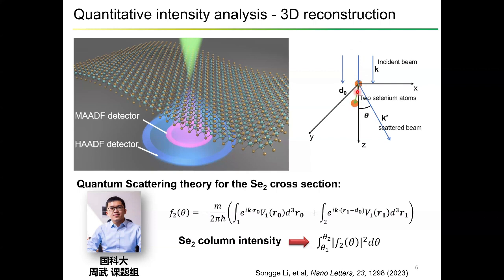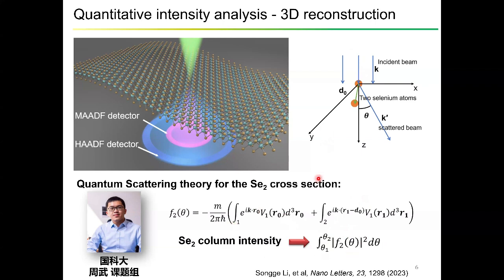And this small misalignment of the two atoms will bring a large contrast difference in the intensity, because it has a phase difference due to the displacement. Okay, and it is determined mainly by the inner collection angle. So we try this.